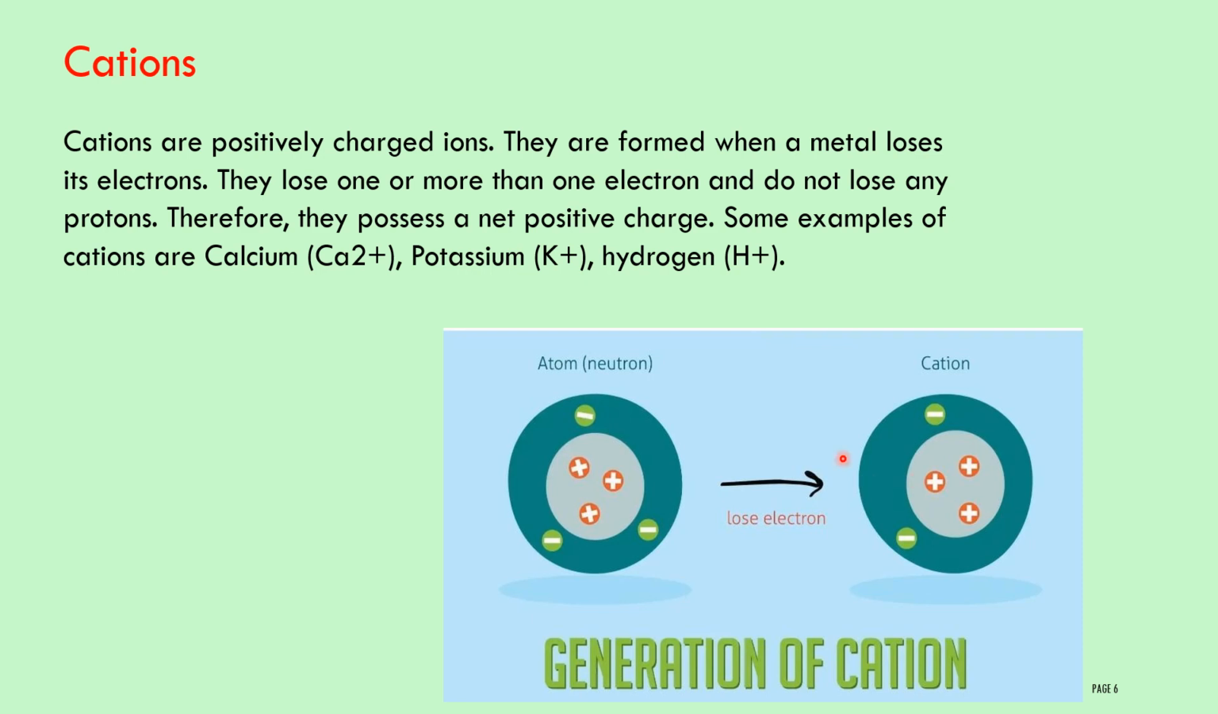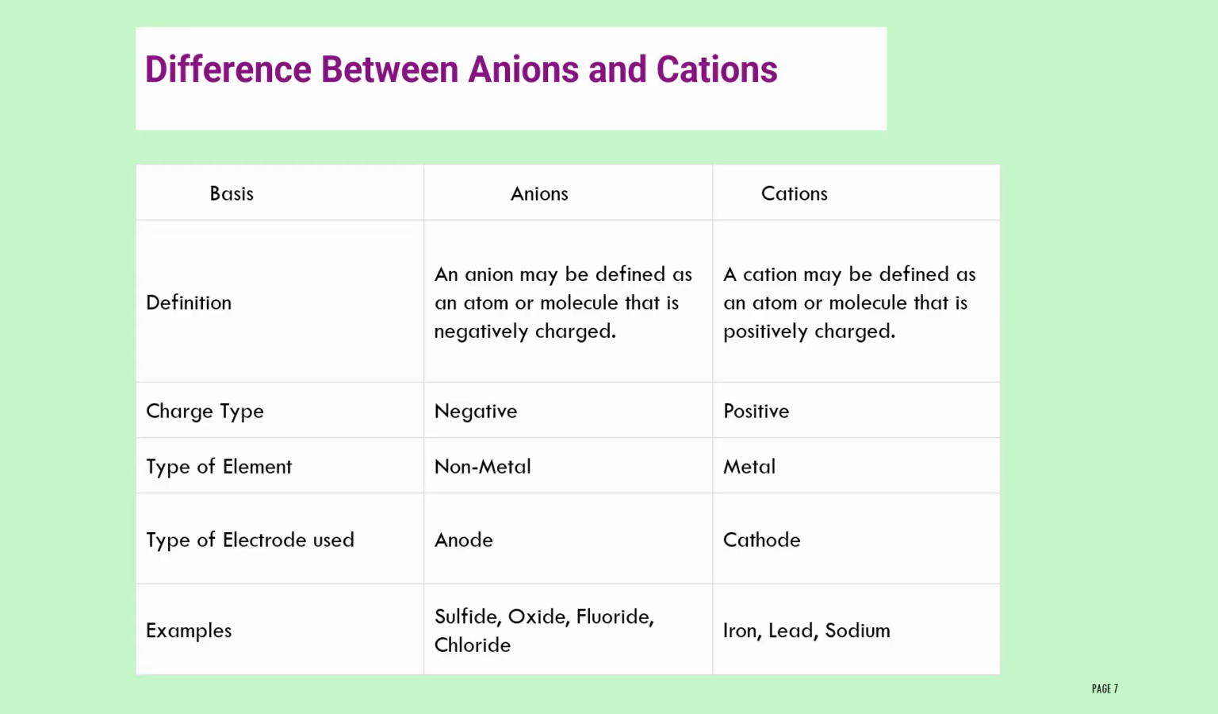When any metal, otherwise when any atom, accepts electrons, then it will form an anion. If any atom loses an electron, it will form a cation. Difference between anion and cation. Definition: an anion may be defined as an atom or molecule that is negatively charged. A cation may be defined as an atom or molecule that is positively charged.